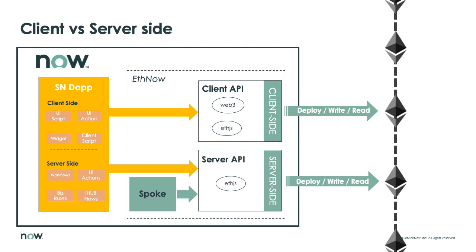The client side of the dApp uses the ISNOW client API to manage the user interaction. The server side of the dApps can either talk to the ISNOW server APIs directly or, in a low-code fashion, use the Spoke components to manage any kind of blockchain-related automation.